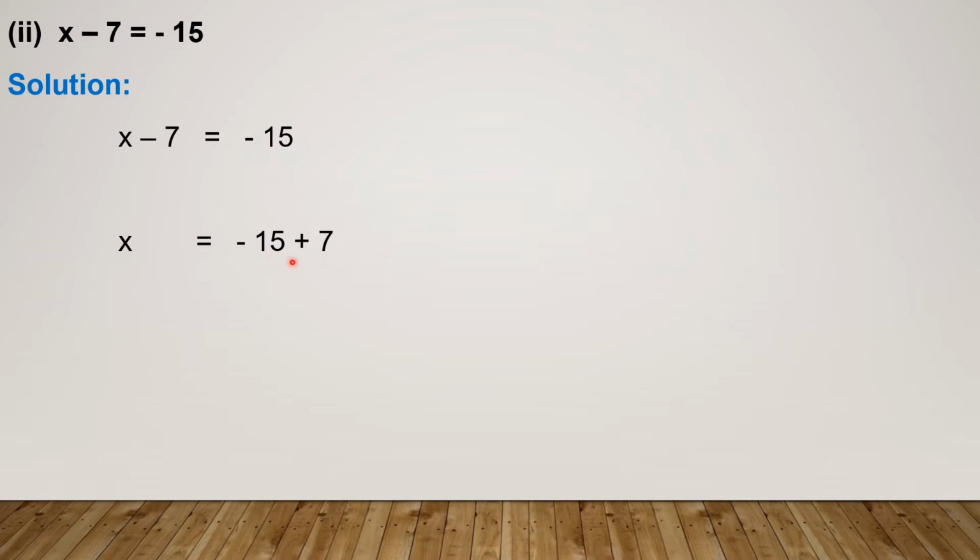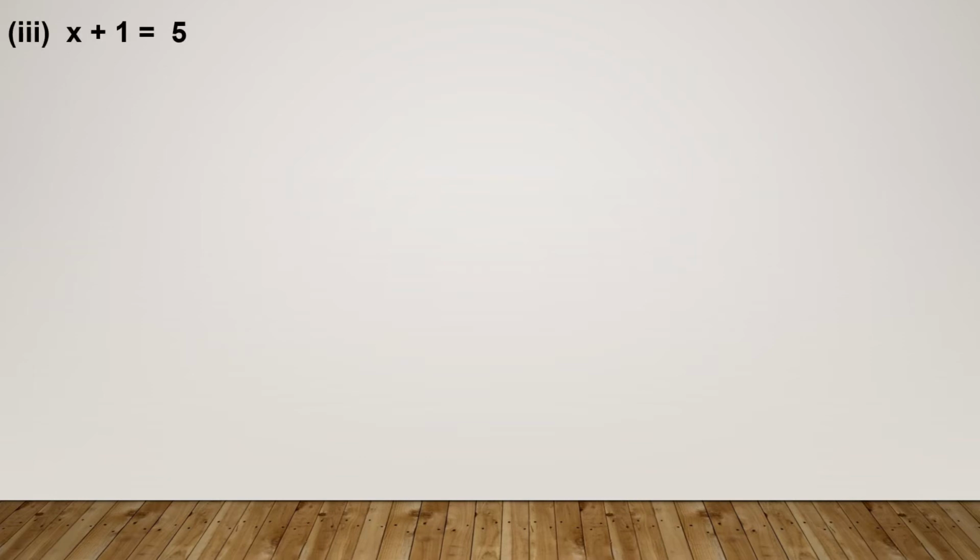Since we have unlike signs, we have opposite signs, so we will subtract 15 and 7. When we subtract 15 and 7, we will get 8, but negative 8. Why negative 8? Because 15 is the bigger number and its sign is negative. That's why we will put the negative sign with the answer. Must remember, whenever you have unlike signs, you will subtract those digits and put the sign of the bigger value with your answer. So x is equal to minus 8 is your answer.